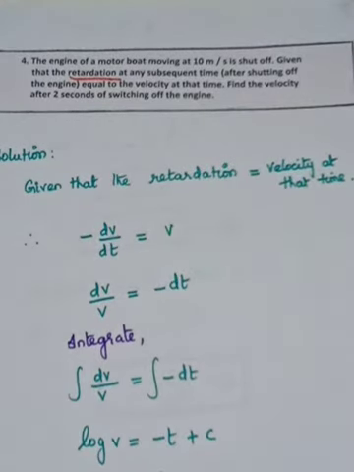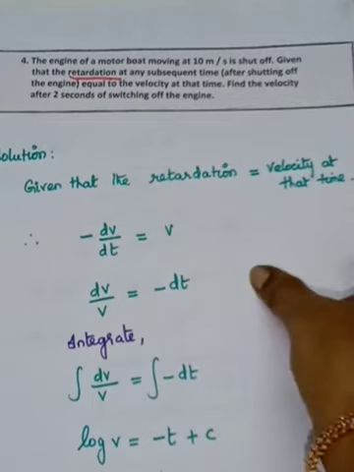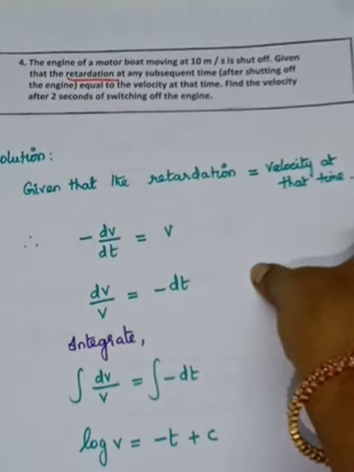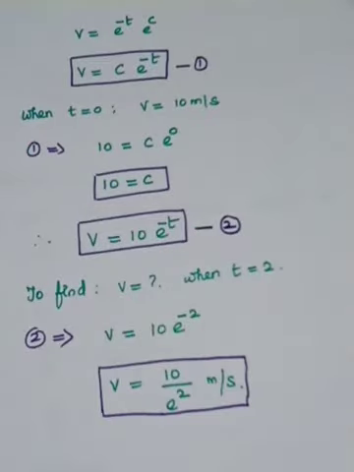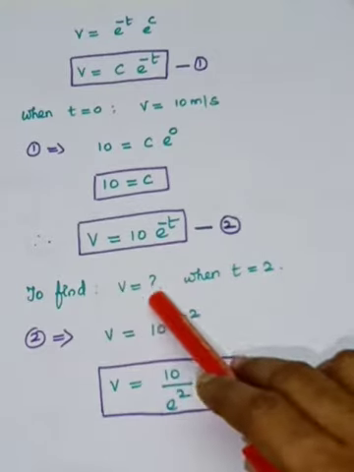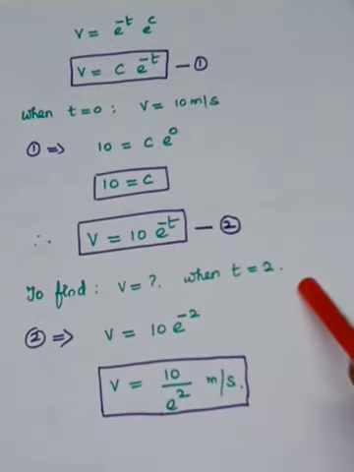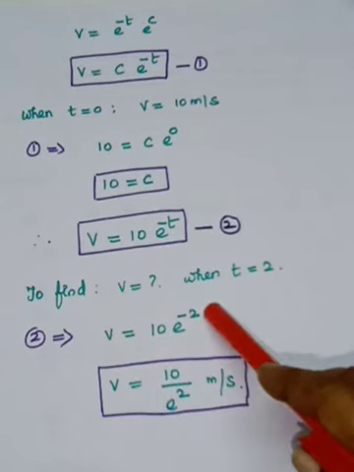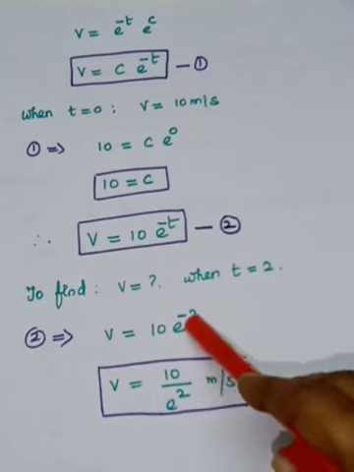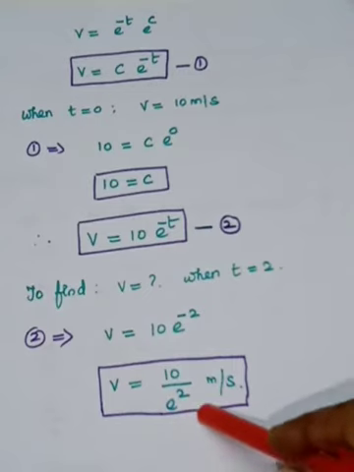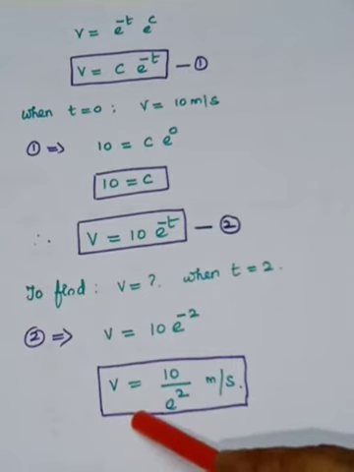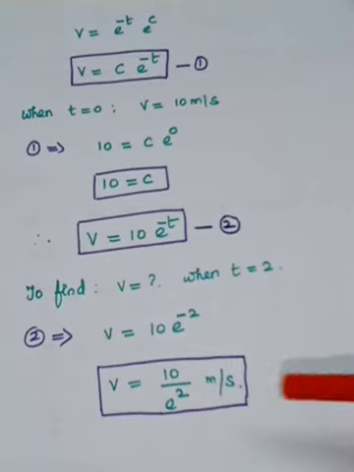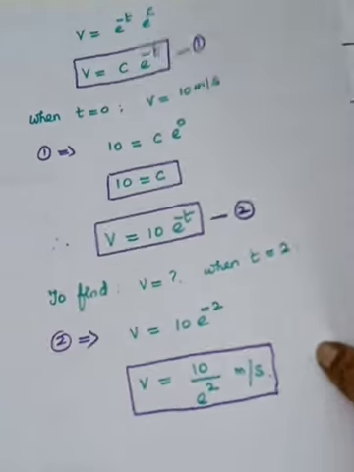You have to find the velocity. So velocity means v has to be found after 2 seconds. So when t is equal to 2, you have to find what v is. So you substitute here. v is equal to 10 e power minus 2. e power minus 2, bring it down, it is e squared. So the velocity after 2 seconds is 10 by e squared meter per second.